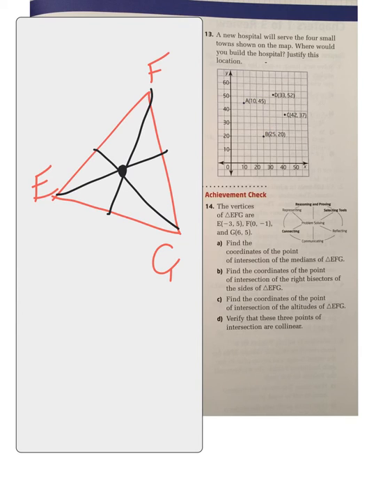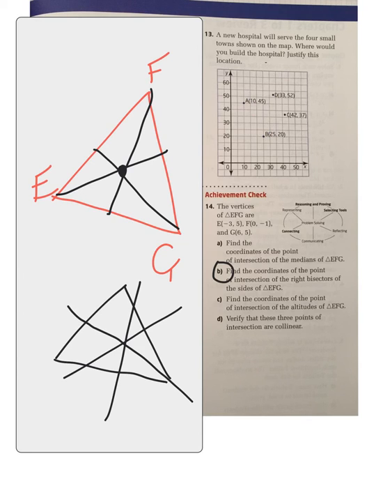B, find the coordinates of the point of intersection of the right bisectors. So you're going to go through the same thing with finding right bisectors. Again, you've got to find the equation. There's a right bisector that way, a right bisector that way, and a right bisector that way. And find the intersection of two of those lines.